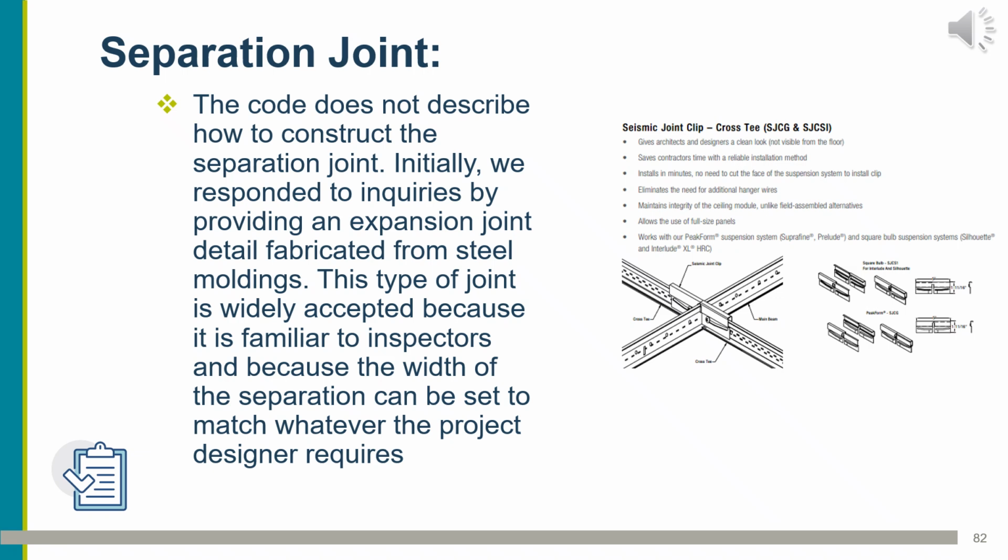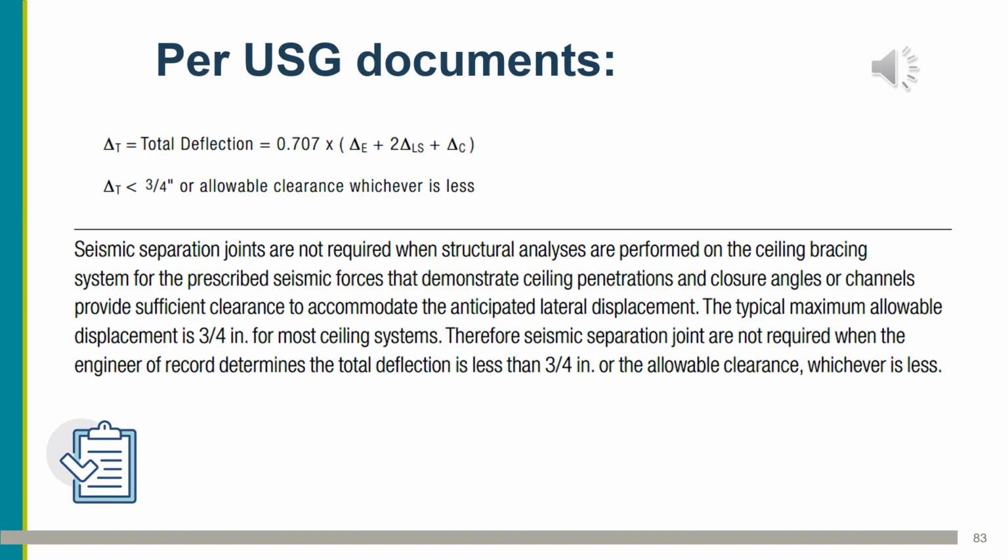The code does not describe how to construct the seismic separation joint. There are a lot of proprietary clips out there that meet the requirements, and that's typically what's going to be specified on a project. Seismic separation joints are not required when structural analyses are performed on the ceiling bracing system for the prescribed seismic forces that demonstrate ceiling penetrations and closure angles or channels provide sufficient clearance to accommodate an anticipated lateral displacement.